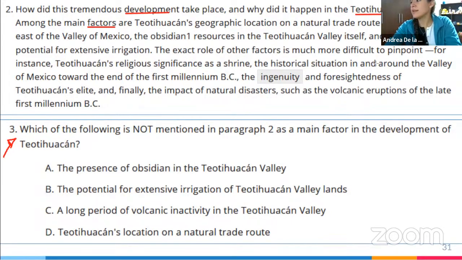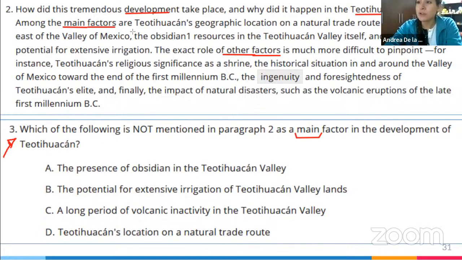Now, one thing that you guys need to be really careful with is the modifier. This is exactly what I was telling you just now. Main factors is not the same, for example, as secondary factors, right? So we're looking at the main factors only, because you will find there's another word factor here, but they talk about other factors in the second part of the text. They don't talk about main factors. So we start reading around and it says, how did this tremendous development take place? Why did it happen in the Teotihuacan Valley?